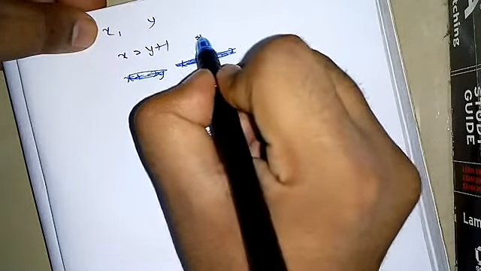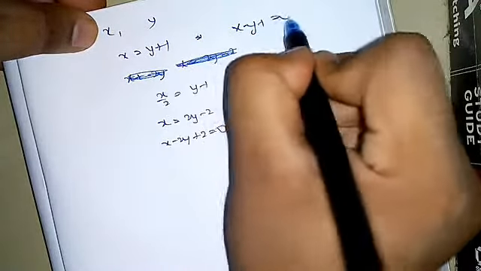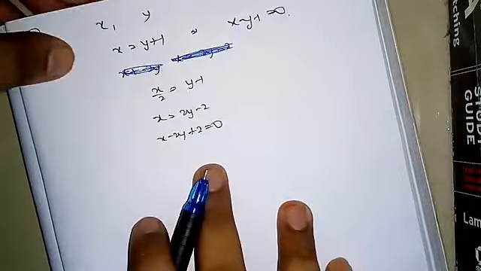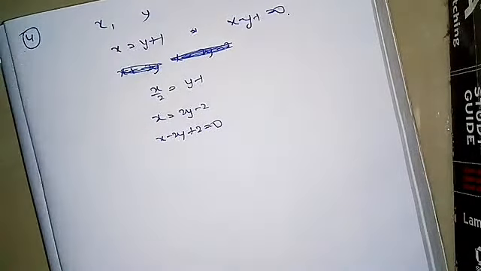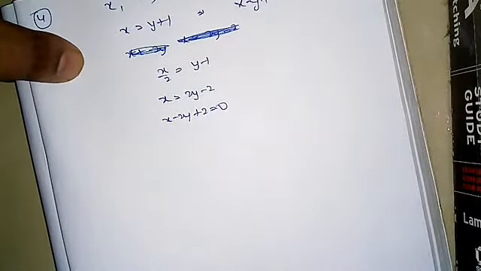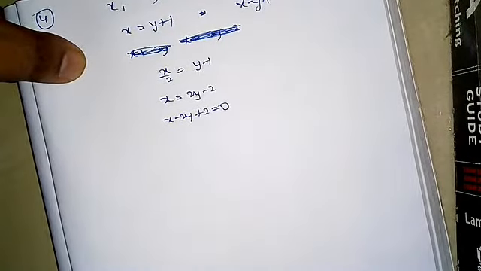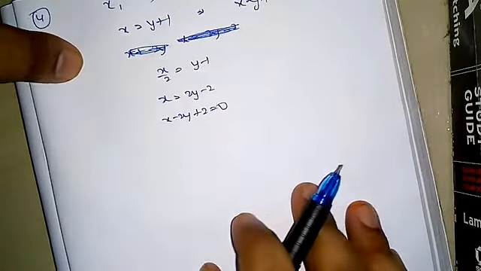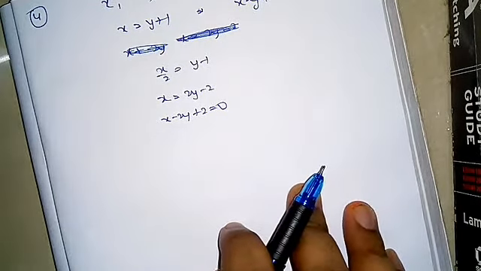Here the first equation is x minus y minus 1 is equal to 0, and this is the second equation. We have to find the number of bees and the number of flowers. What you can do is plot these two lines on a graph and find the intersecting point if they are consistent and independent.